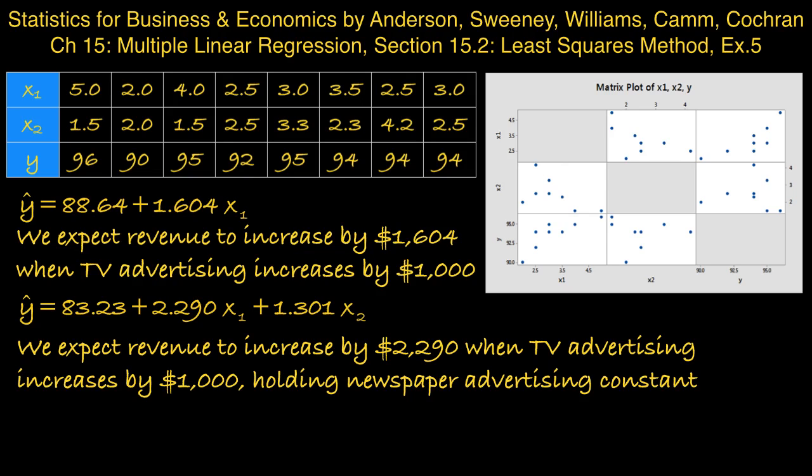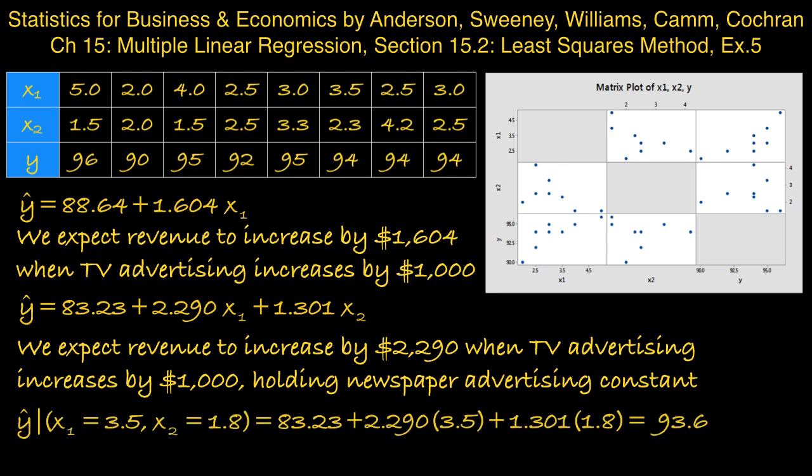And finally, predict weekly gross revenue for a week when $3,500 is spent on television advertising and $1,800 is spent on newspaper advertising. So we just have to plug in 3.5 for X1 and 1.8 for X2, and we obtain Y hat equals 93.6, which in the units that we're considering represents $93,600.